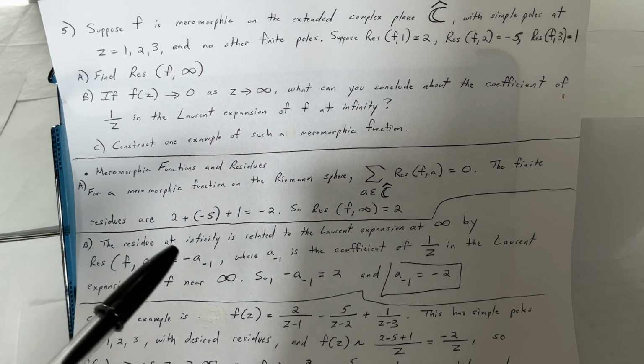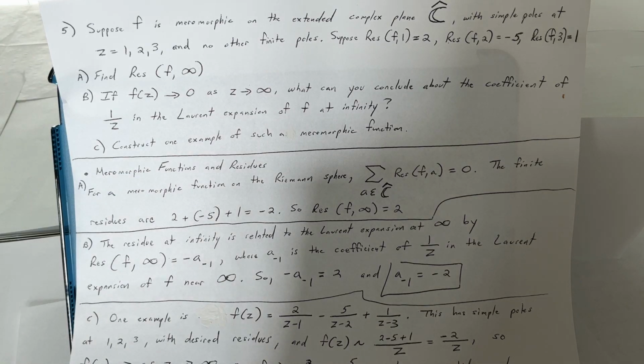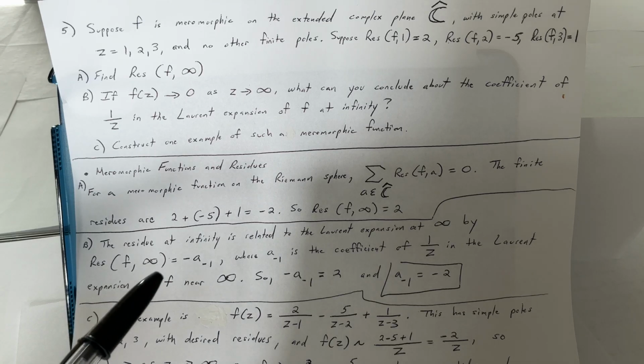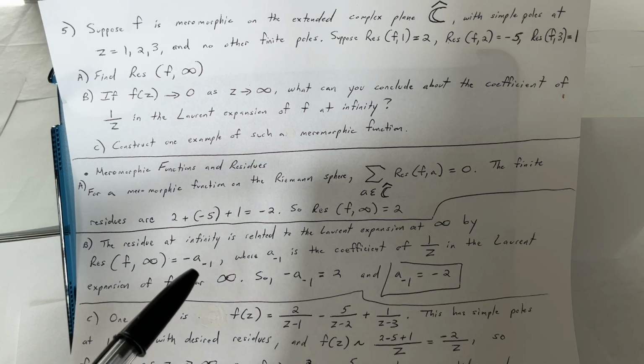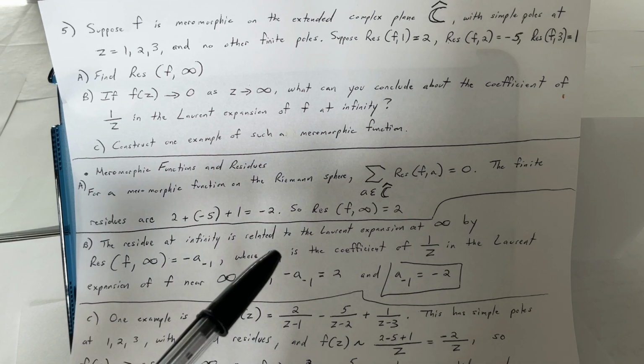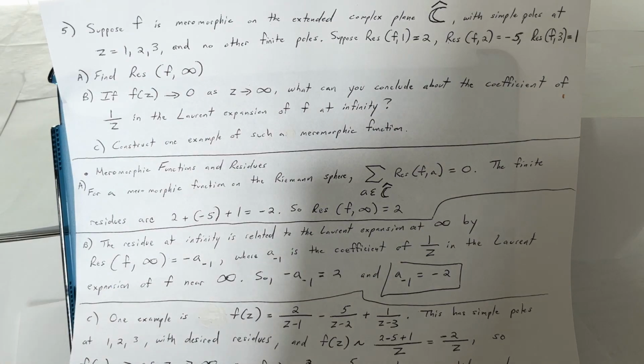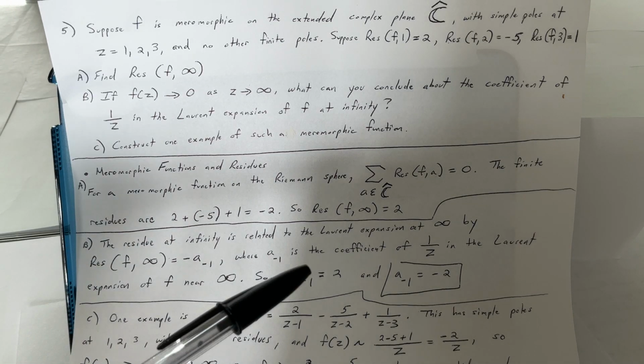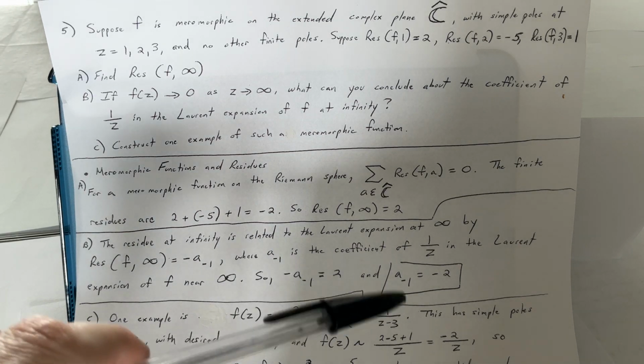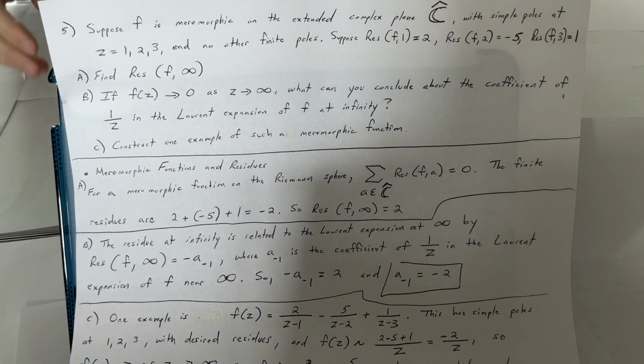For part B, the residue at infinity is related to the Laurent expansion at infinity: the residue of f at infinity equals -a sub -1, where a sub -1 is the coefficient of 1 over z in the Laurent expansion of f near infinity. So -a sub -1 equals 2, and a sub -1 equals -2.